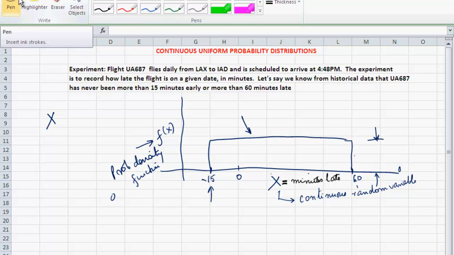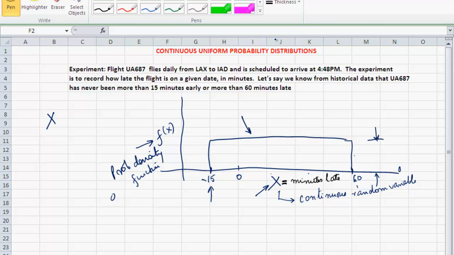Why continuous? Because the random variable here, in other words, the time that the flight is late, is continuous, even though I might measure it in minutes and seconds, which may appear discrete at first glance. Time as a physical quantity is continuous, so the random variable, the lateness of the flight, is continuous. So x is a continuous variable, and this is my random variable: the number of minutes the flight is late.